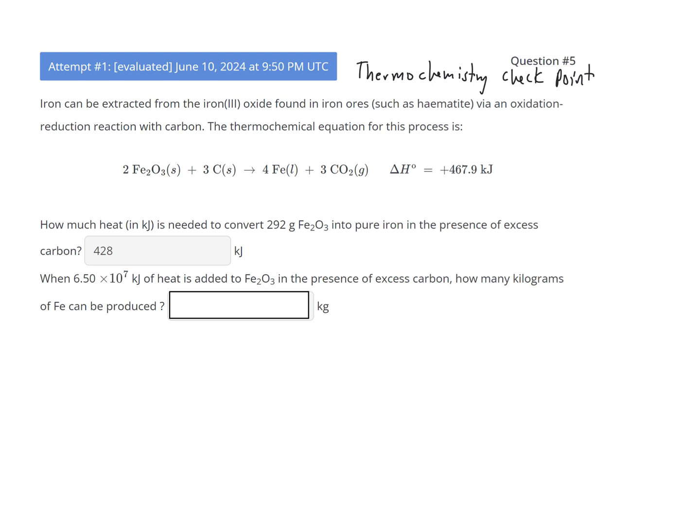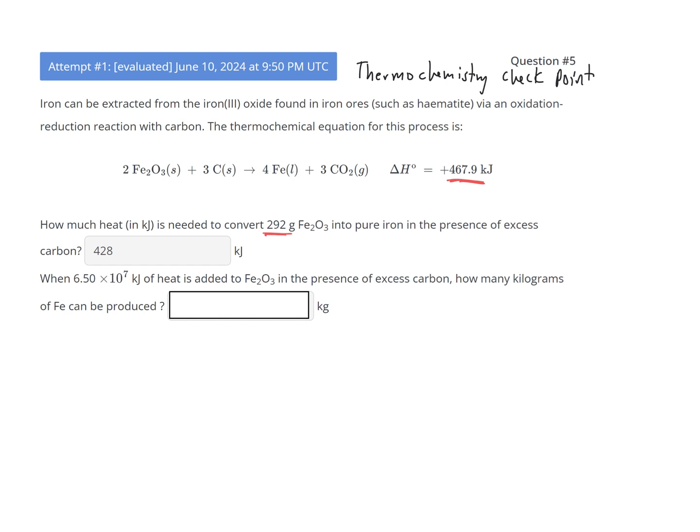Question 5 from the thermochemistry checkpoint. So this was the checkpoint for the entire module. We see iron can be extracted from iron(III) oxide using the following oxidation reaction with carbon. And they give us the heat of this reaction. The delta H of this reaction is 467.9 kilojoules. How much heat in kilojoules is needed to convert 292 grams of iron(III) oxide into pure iron?